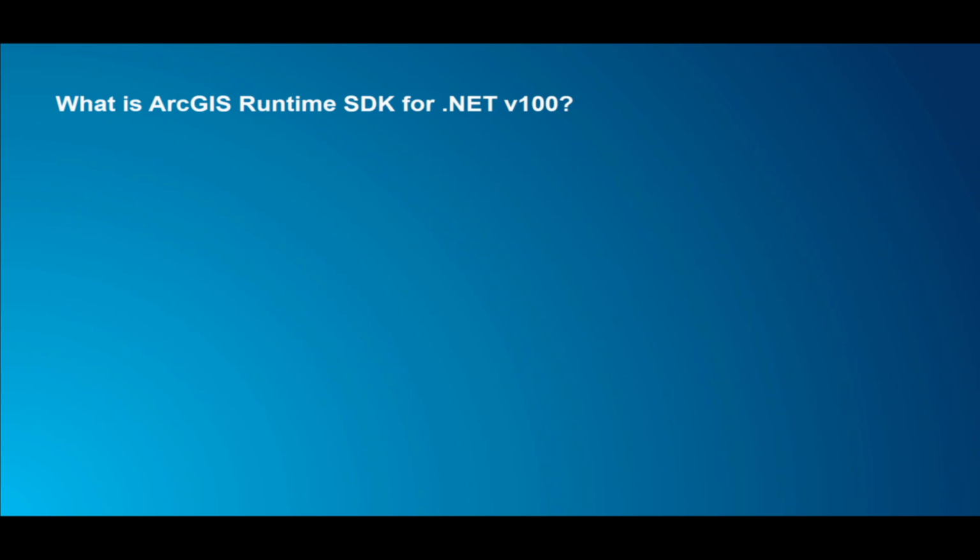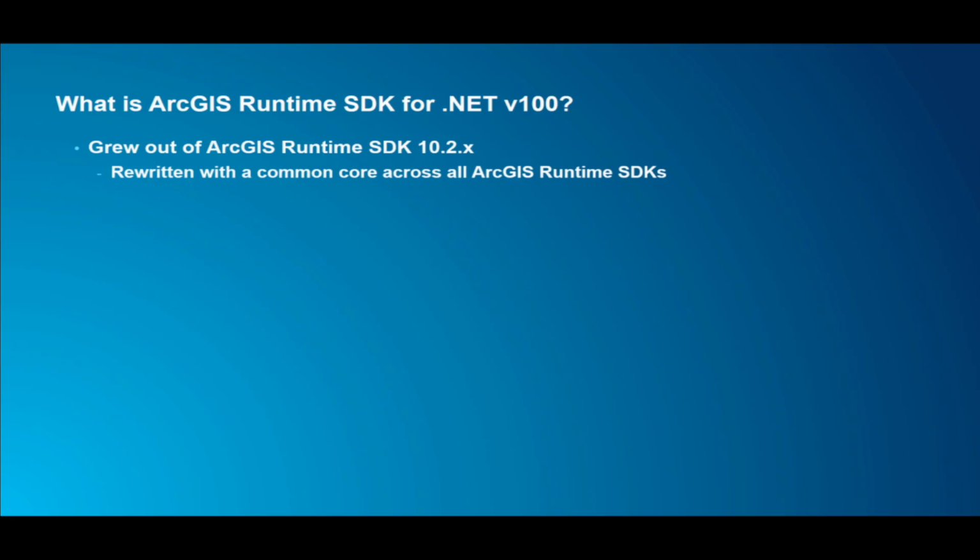So what's the ArcGIS Runtime SDK for .NET version 100 then? Well, it grew out of the 10.2x series of ArcGIS Runtime SDKs. There was a re-engineering effort at the ArcGIS Runtime core level to re-implement some of that functionality and expose it in a way that was consistent across all of the ArcGIS Runtime SDKs. What we were trying to do was minimize the amount of code that each API had to write specifically to call into those core functions.